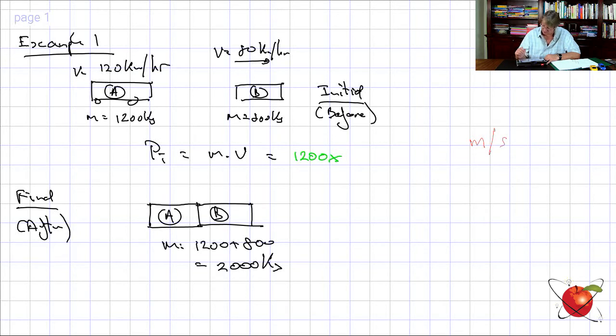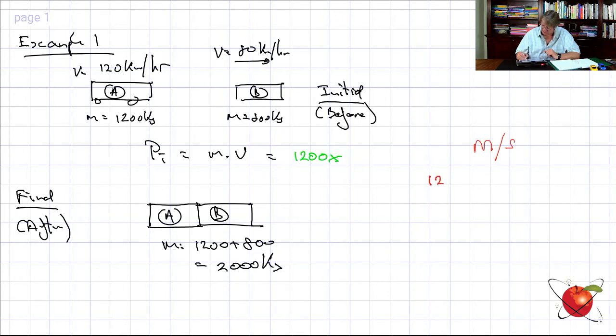I must convert to meters per second. Sorry, I changed my pen there by accident. I cannot use it in terms of kilometers per hour, so I change it to meters per second. Right, I just want to try the thick pen. I hope it's okay.